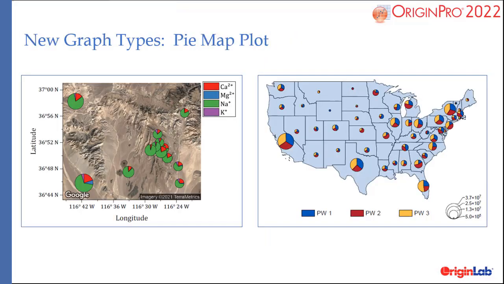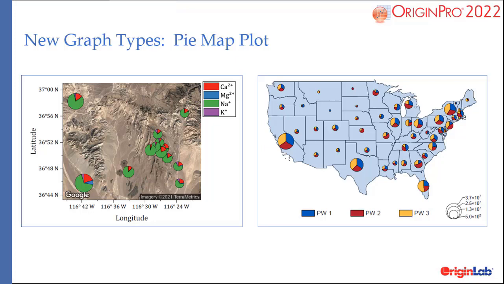There are several new graph types implemented in this version. One of them is the pie map plot, where you can place pie charts at any given XY location, which is typically done on a map. So on the left side, you will see some ion measurements done over a certain longitude-latitude area, each pie representing a fraction of calcium, magnesium, sodium, and potassium found in that particular site.